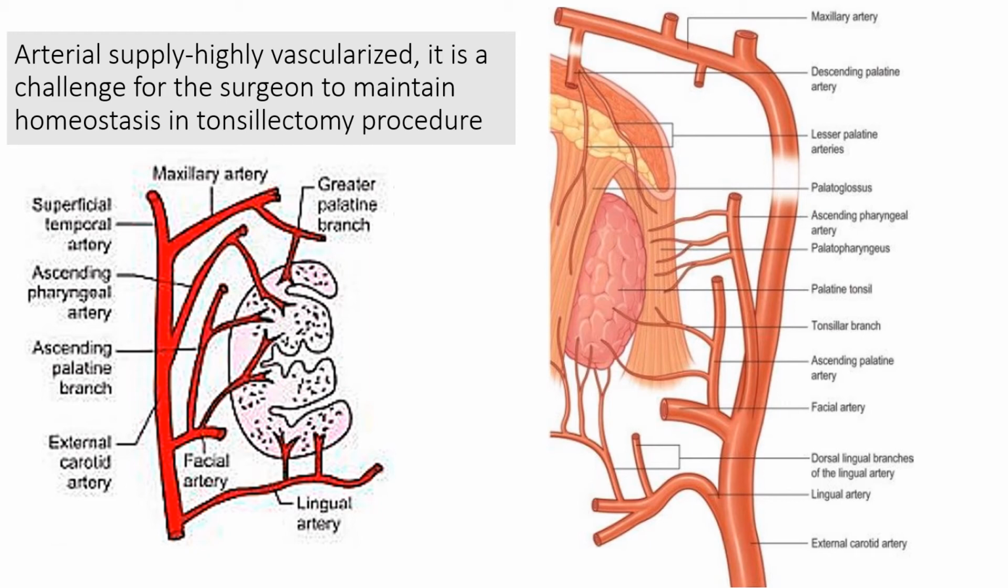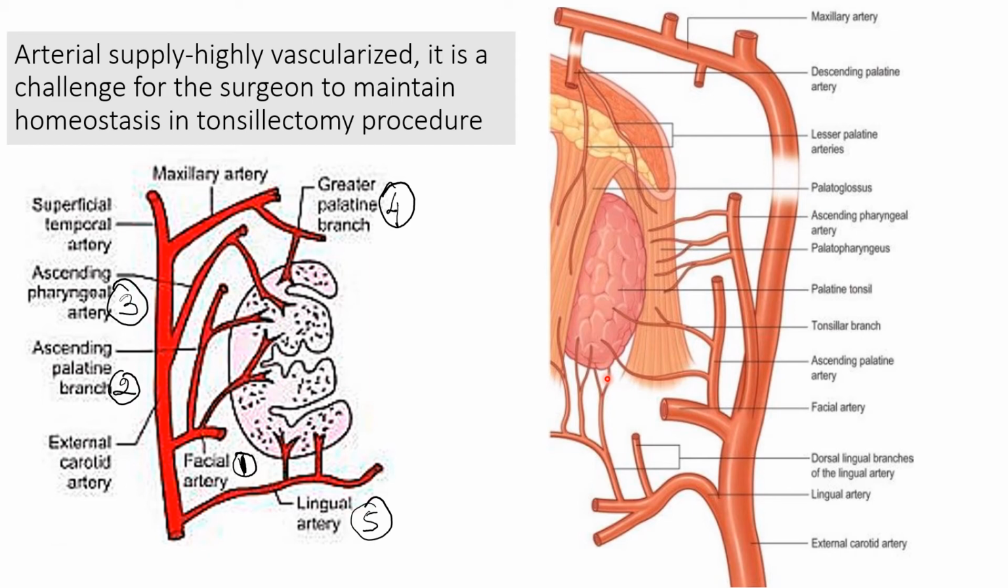So if we have to number, number 1 is the facial artery, the tonsillar branch, then the tonsillar branch of the ascending palatine artery, then branches from the ascending pharyngeal artery, then the greater palatine artery, and the branches from the lingual artery. Remember, we can divide them into various sets. These arteries supply it from the lateral aspect, whereas the lingual artery supplies from the inferior pole, and the palatine branches supply from the superior pole.